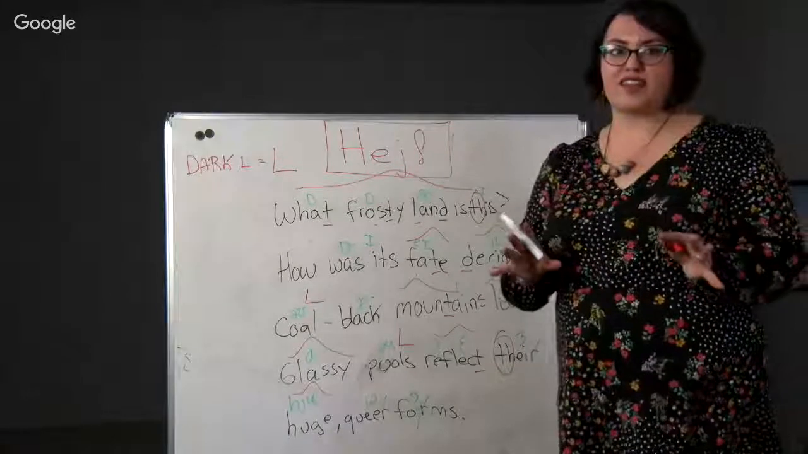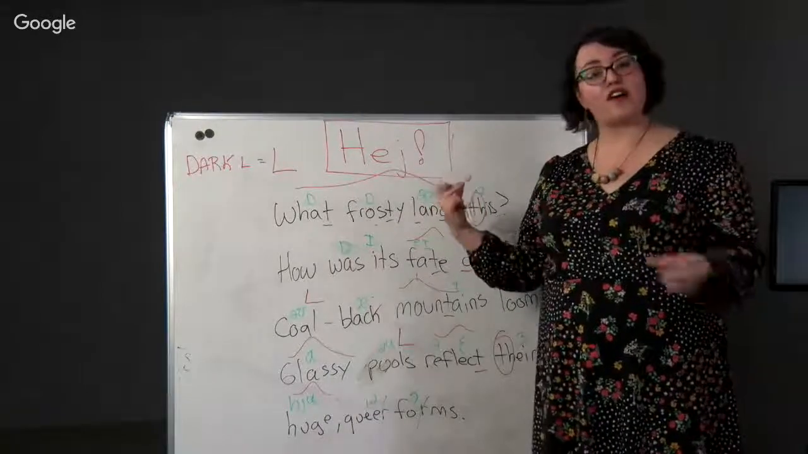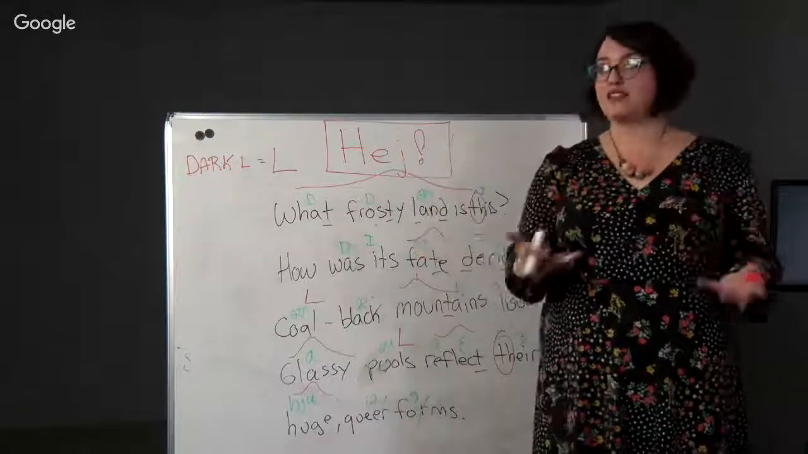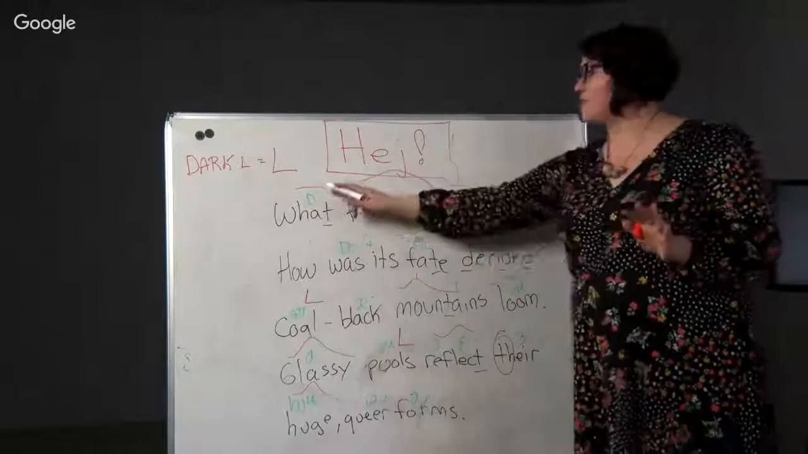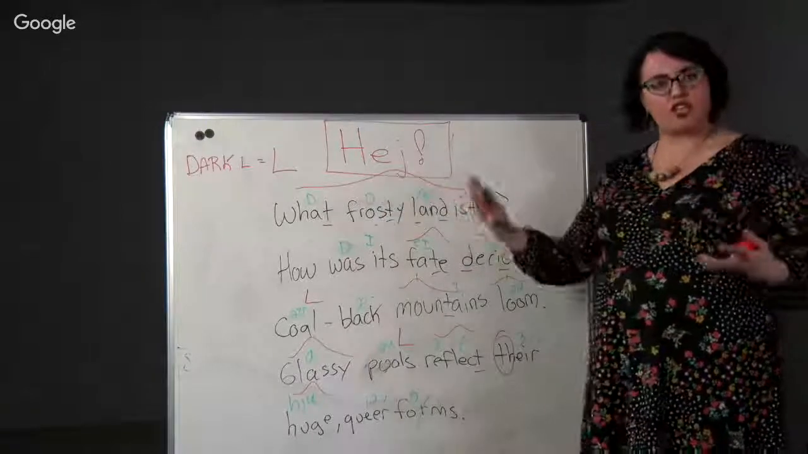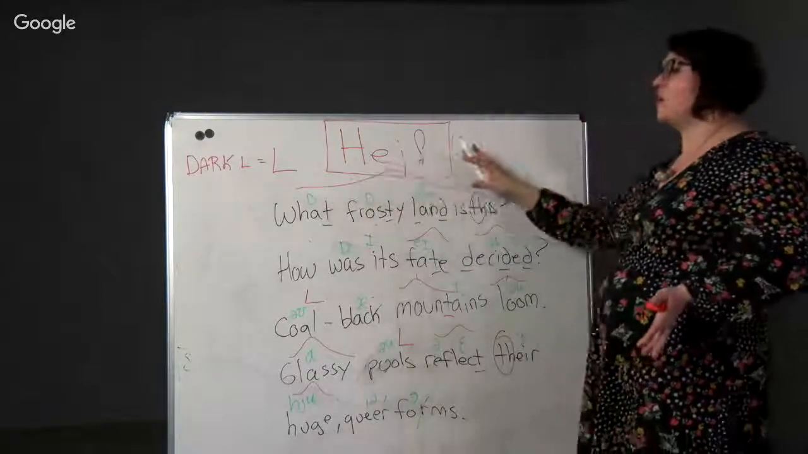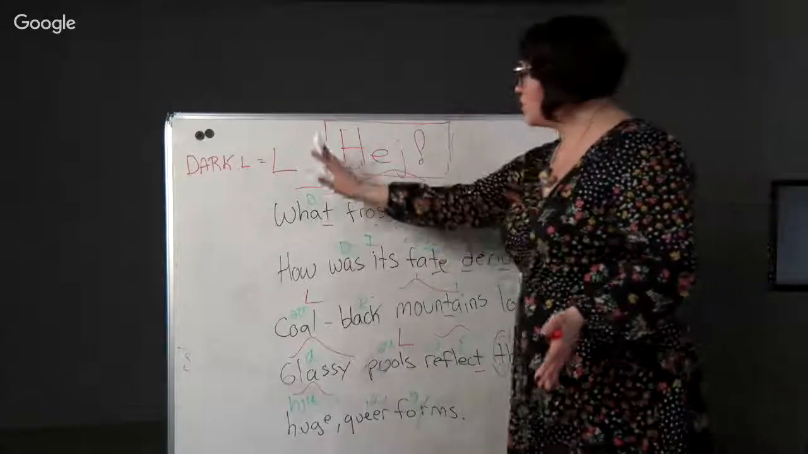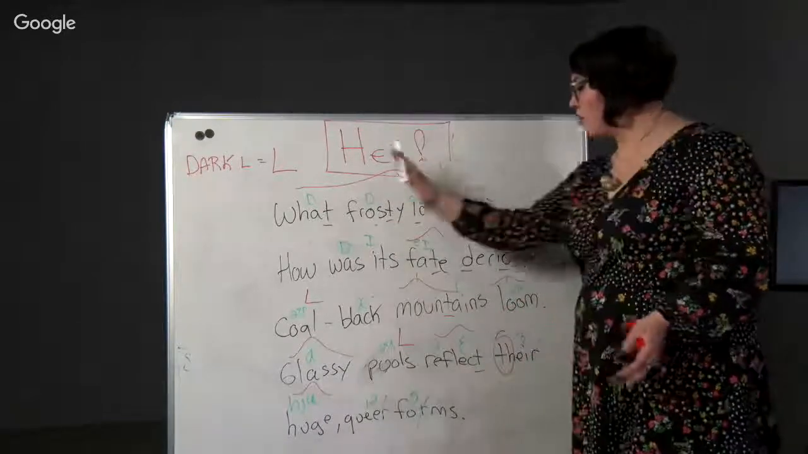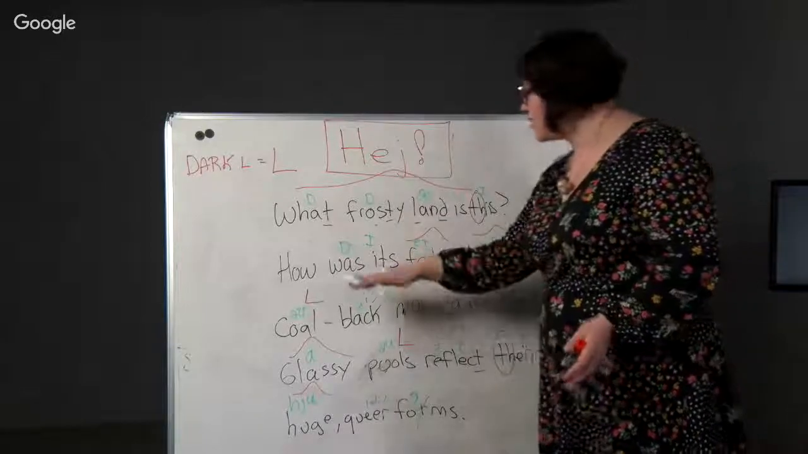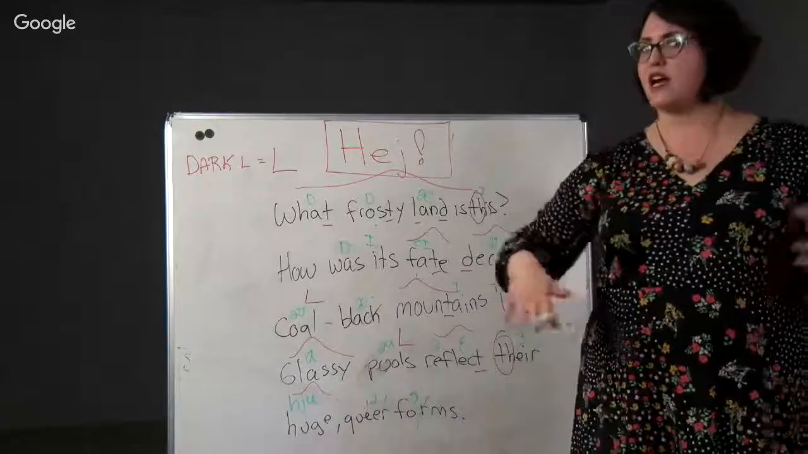So obviously, guys, this may not be where you want to put the emphasis, and I would buy that. In fact, I'm not 100% happy with what I just did, but it's a decision and it's made. What I would say is that I like drawing this way, for RP standards, because it gives a much better idea of how long you need to be breathing for. So, what frosty land is this? How was its fate decided? Coal black mountains loom. Glassy pools reflect their huge queer forms. You could go up and down as much as you want.